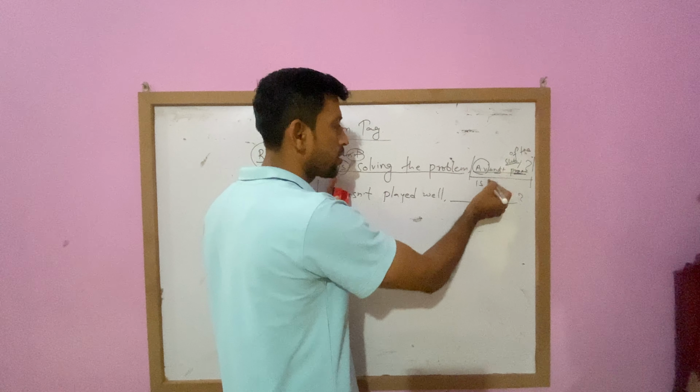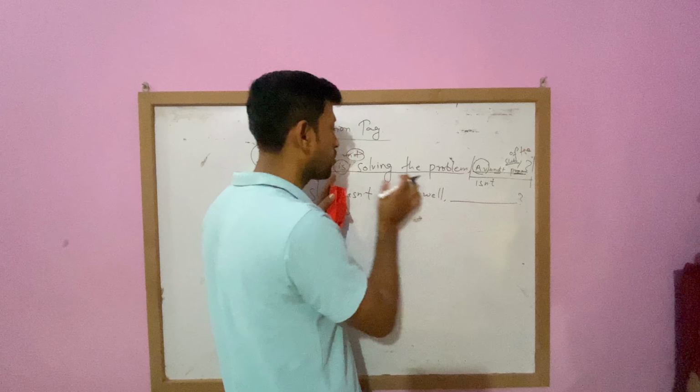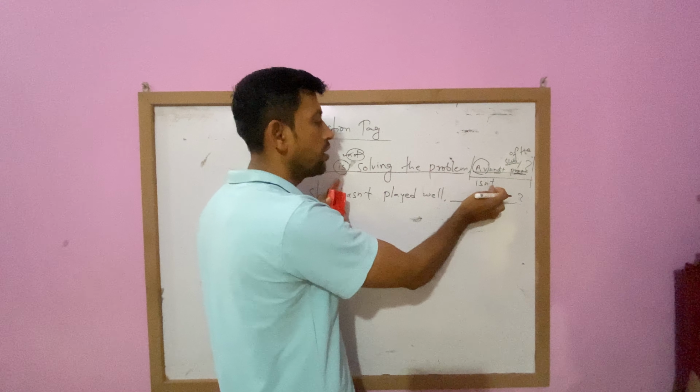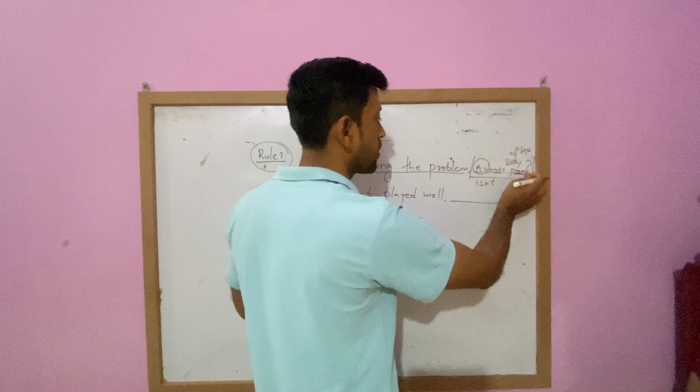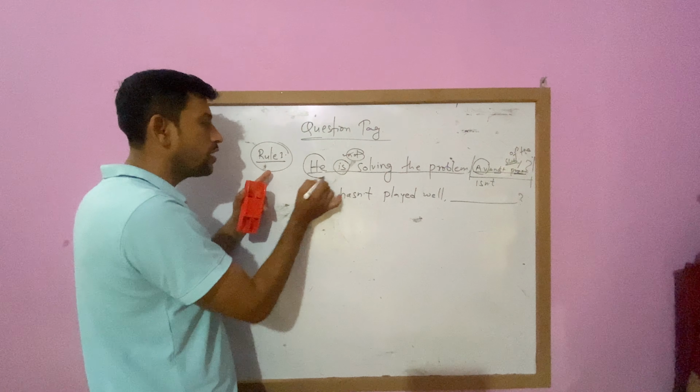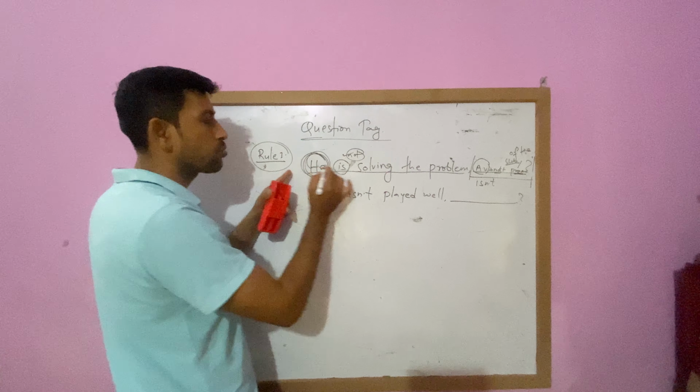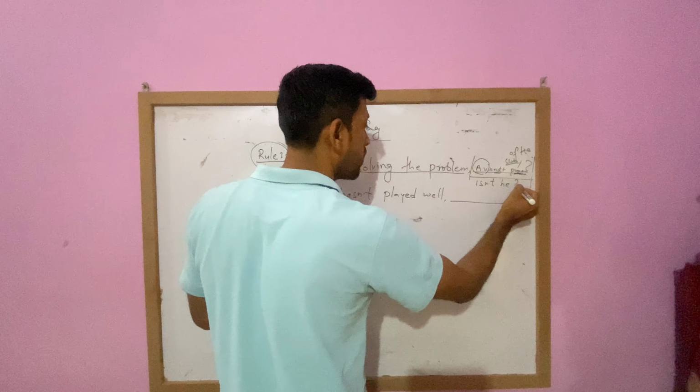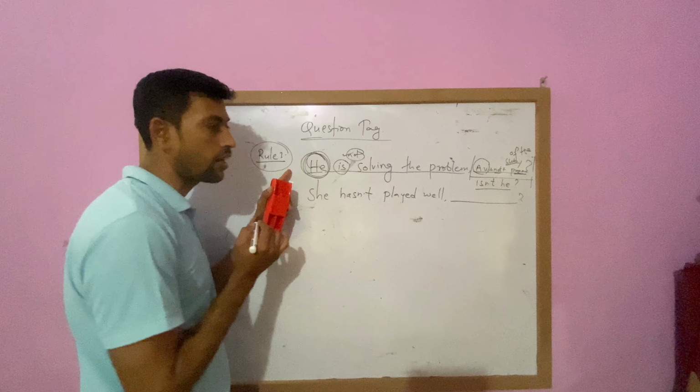Okay, then not. Why not? Because this statement is positive, that's why not. Then the pronoun of the subject. Look at the subject. In the beginning, what is here? He. That's why we use he here. Isn't he? is the right answer.